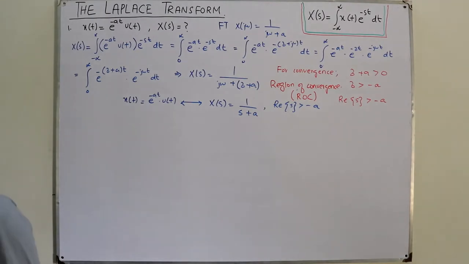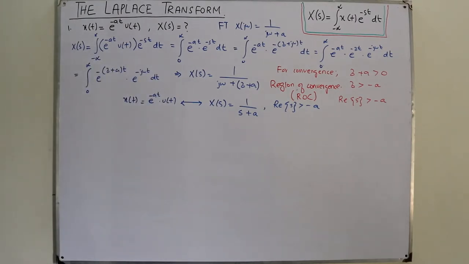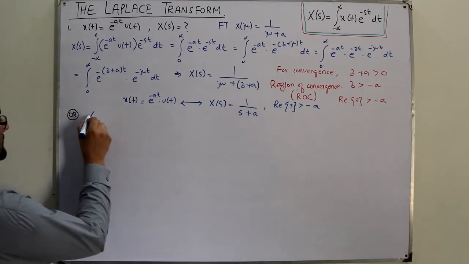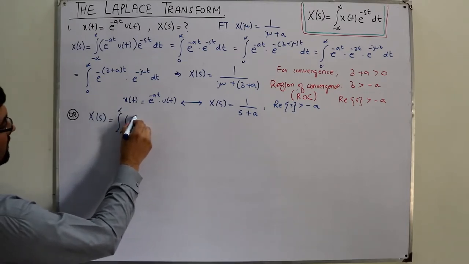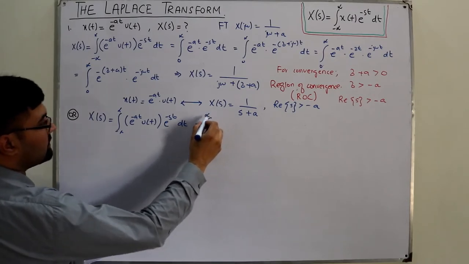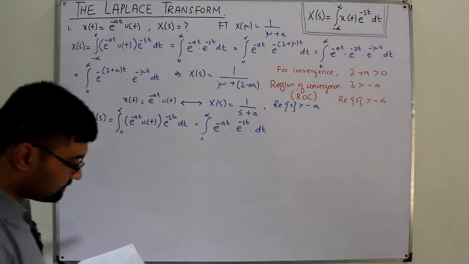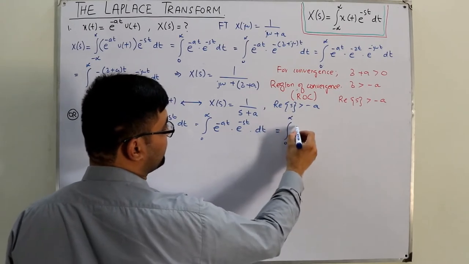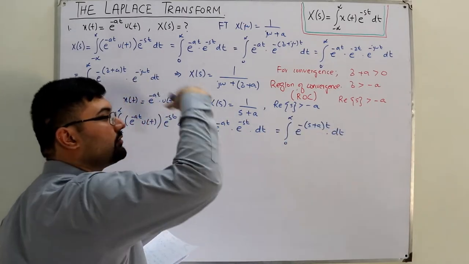This was example one, done by the method of relating it to the Fourier transform. Alternatively, we can do it by directly using the formula. And how is that? I would do it like this: x of s is equal to the integral from negative infinity to positive infinity of x of t, which is exponential of negative a t u of t, multiplied by exponential of negative s t, with respect to t. You have 0 to infinity, exponential of negative a t, exponential of negative s t, dt. Now I can take the negative common with s plus a: 0 to infinity, exponential of negative s plus a into t, dt.